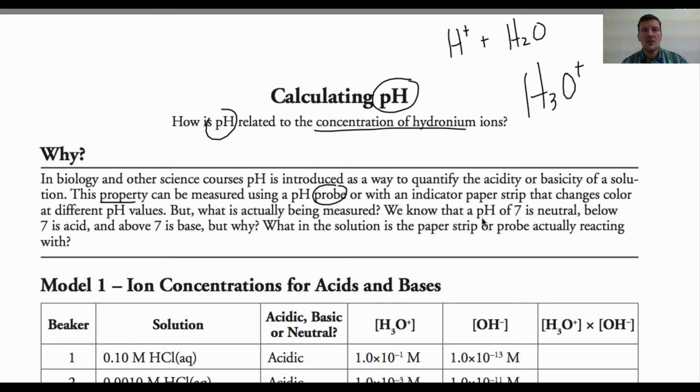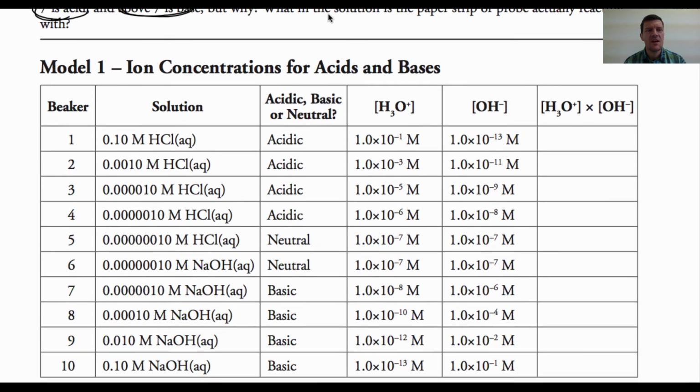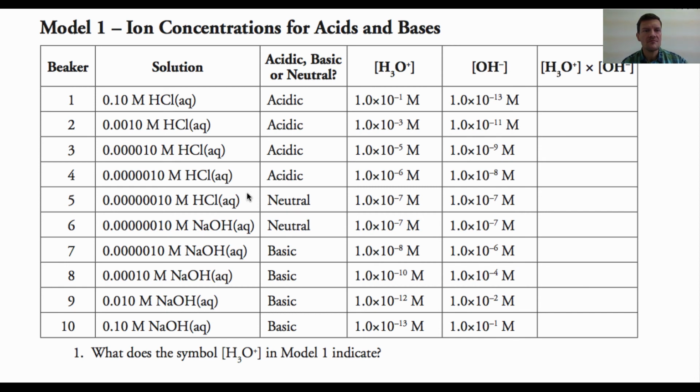Okay. You may already know that when you have a pH of 7, that means that the solution is neutral, below 7 it is acidic, and above 7 it is basic. Okay, so we have a scale here, a pH scale, that basically goes from 1 up to 14, and 7 being in the middle. If you've got a low pH, it actually means it is more acidic. A high pH means it is more basic. All right, but I may be getting a little ahead of ourselves, so let's jump into Model 1 and look at what we have here.